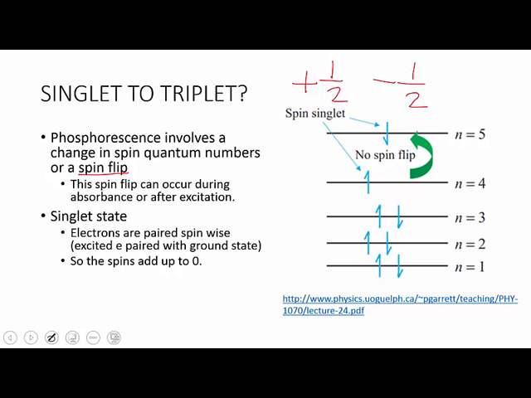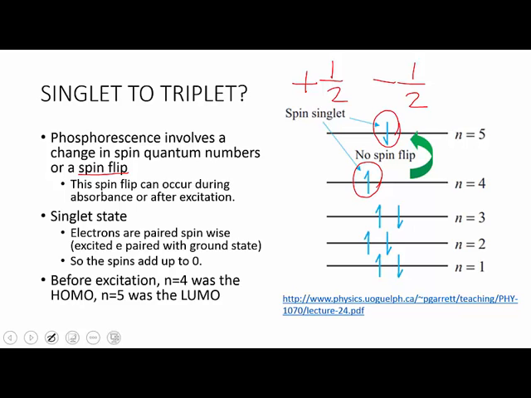So in the singlet state, electrons are paired spin-wise, meaning one electron has a +1/2 spin, the other has a -1/2 spin. In this diagram, that's represented by the arrow that's pointing up in the ground state and the arrow that is pointing down in the excited state. What is important to remember is before excitation, n = 4 was the HOMO and n = 5 was the LUMO.